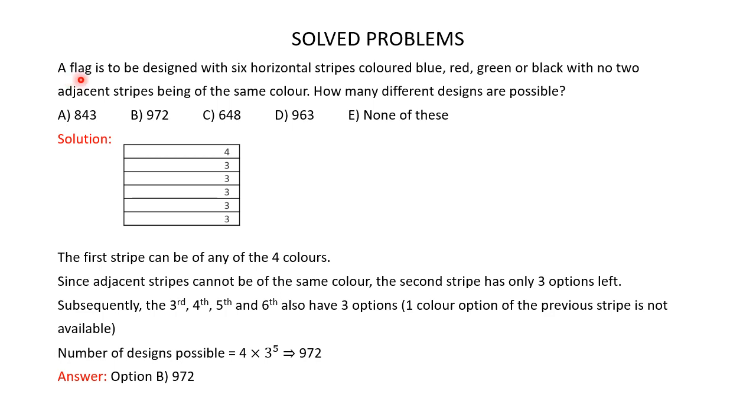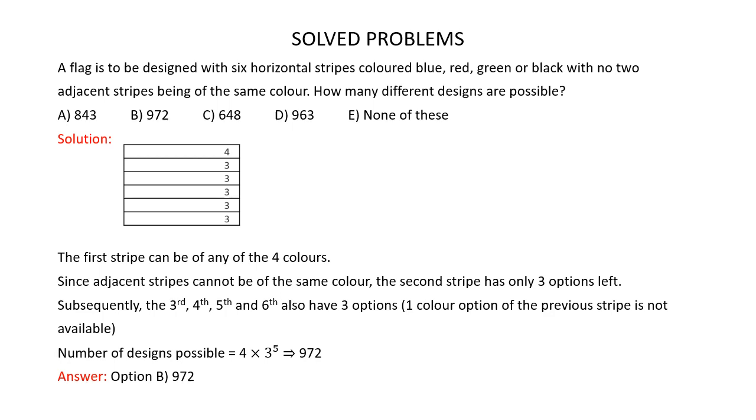A flag is to be designed with 6 horizontal stripes colored blue, red, green or black with no two adjacent stripes being of the same color. How many different designs are possible? Here you are given 5 options and you have to find out which of these options is the correct one. So here a flag has to be designed with 6 horizontal stripes colored blue, red, green or black, and no two adjacent stripes can be of the same color. This means the adjacent stripes have to be of different colors.